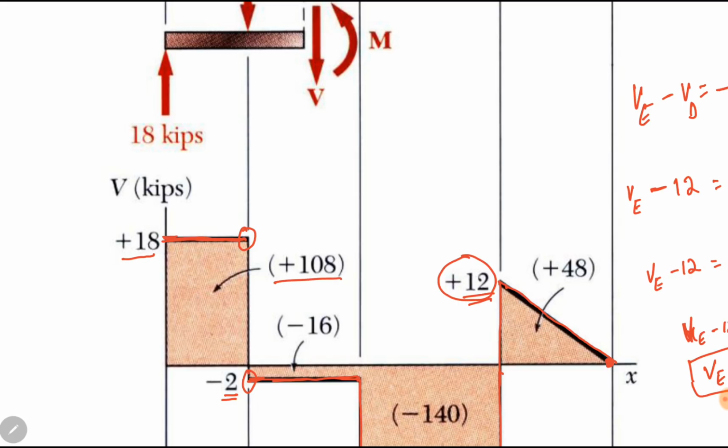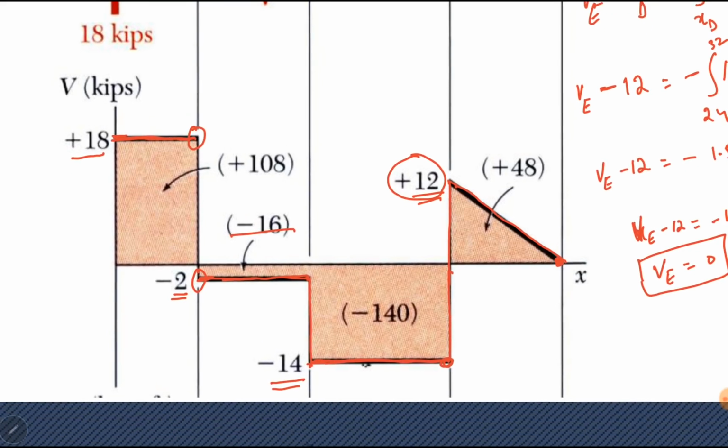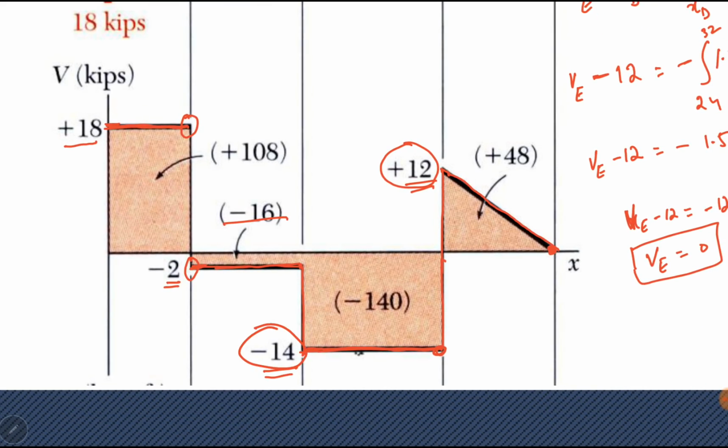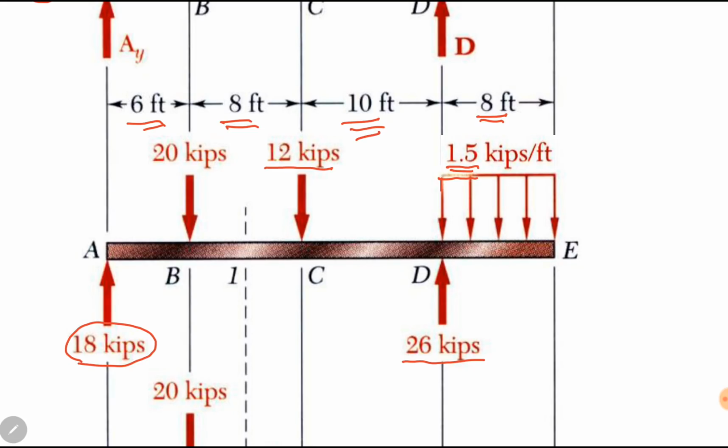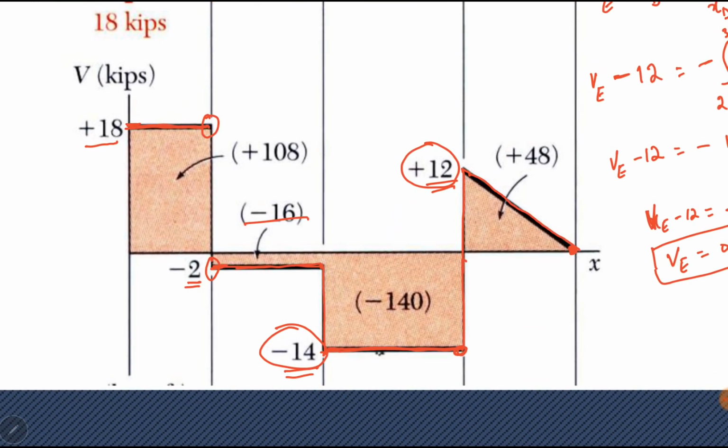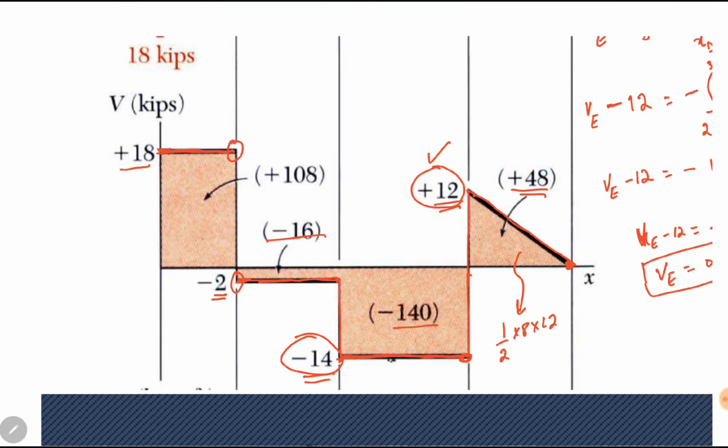Area under the next rectangle, this one, minus 2 into 8. Minus 2 into 8 is minus 16. The next one is minus 14 into the length, it is 10. Minus 14 into 10 is minus 140. And this is a triangle. Area of triangle can be found by using 1 over 2 into base into height. Base is 8 and height is 12. So it becomes plus 48. Now we know area under the shear force diagram. So we can find bending moment diagram here.